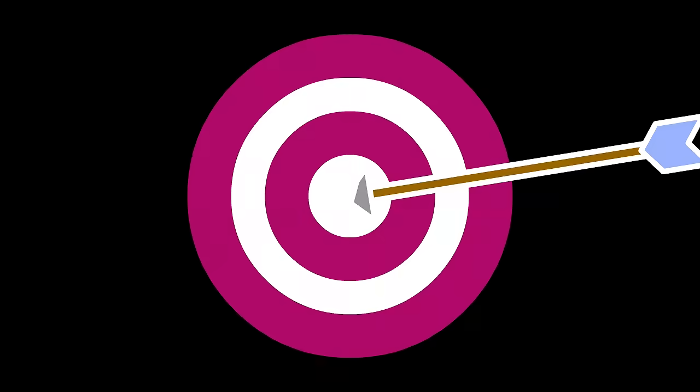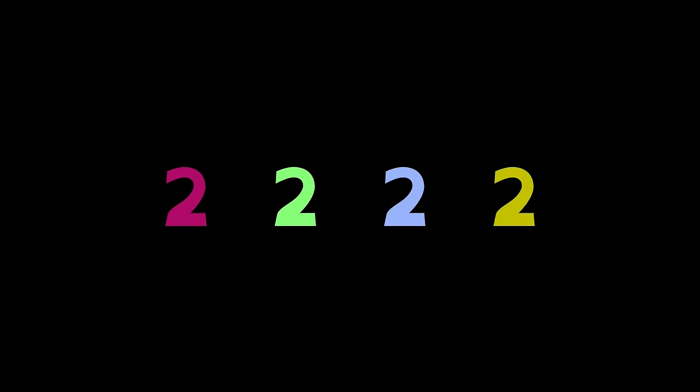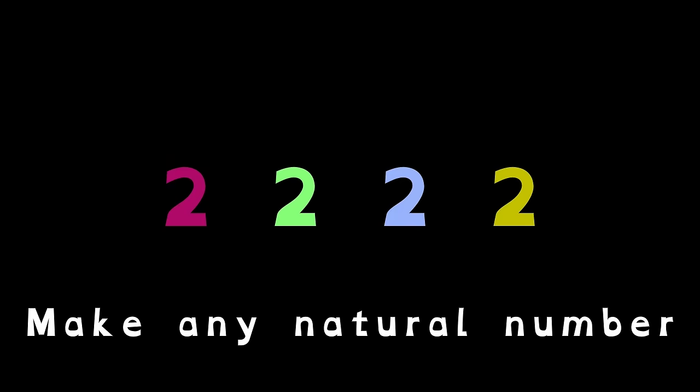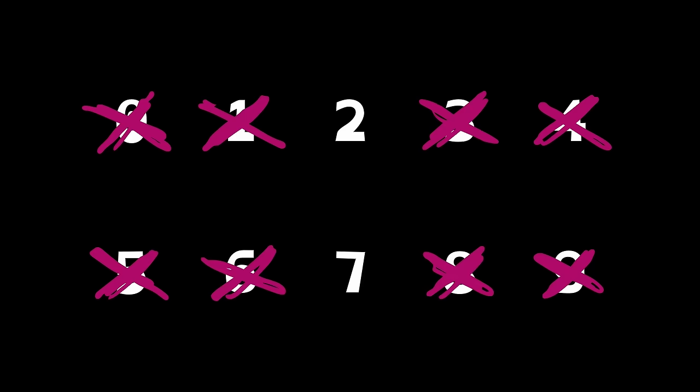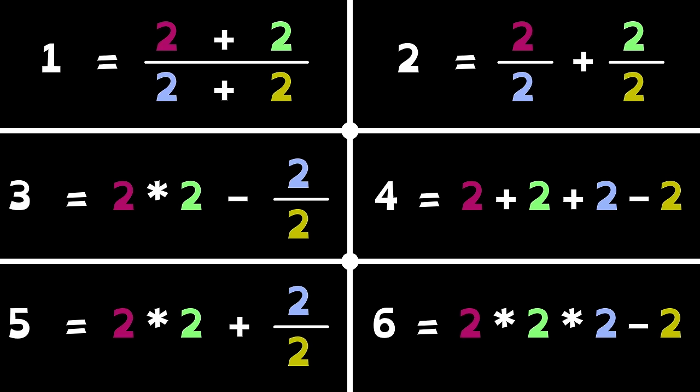Here's a simple challenge. Take exactly 4 copies of the digit 2, and using mathematical operations, make any natural number that you want. And note that you can't use any other digits. You can do a few examples with just addition, subtraction, multiplication, and division. If you add in exponents and factorials, you can generate more numbers.